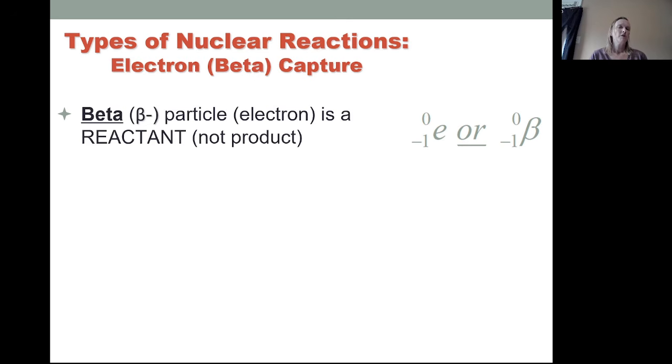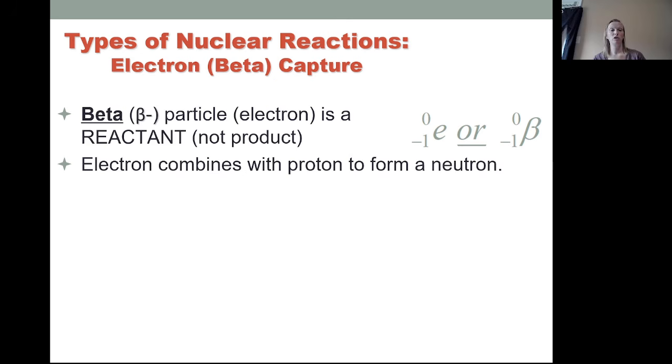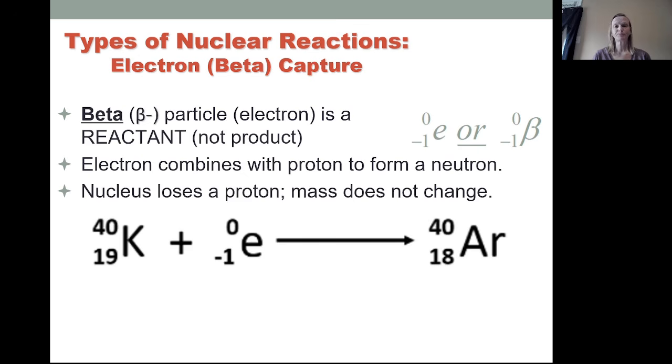There is another type of nuclear reaction that involves beta particles, and that is beta capture. This is when a beta particle is actually a reactant, not a product of the nuclear reaction. So this is when an electron combines with a proton to form a neutron.